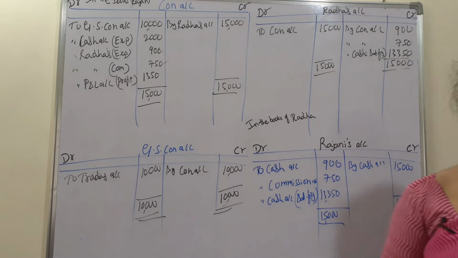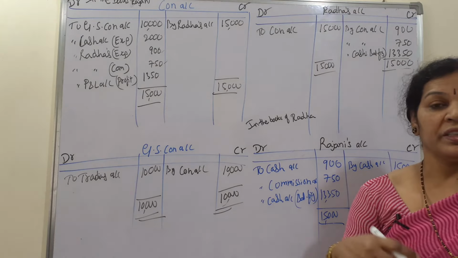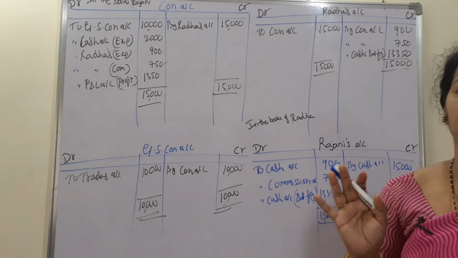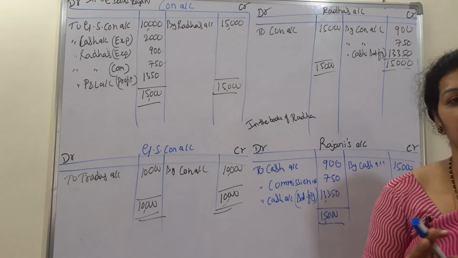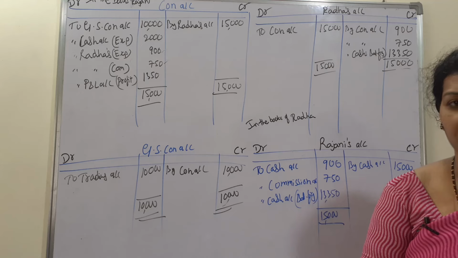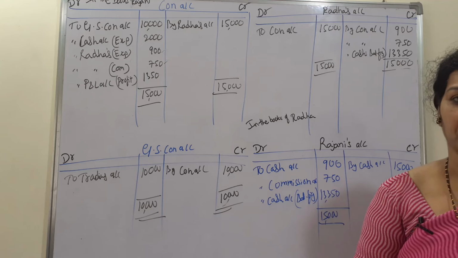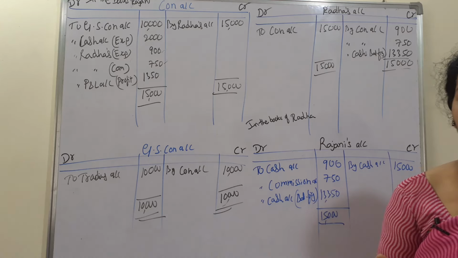Simple. If you understand this problem, in the coming classes there are only simple calculations, unsold stock, invoice price, a little bit of calculations you need to know. That's it. Nothing to worry about in the consignment accounts. Okay, let me explain once again.